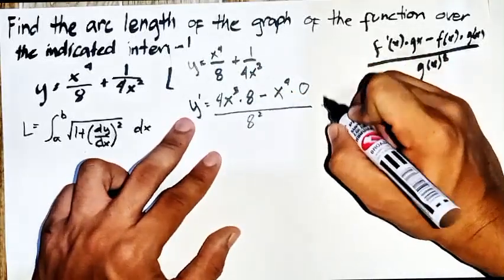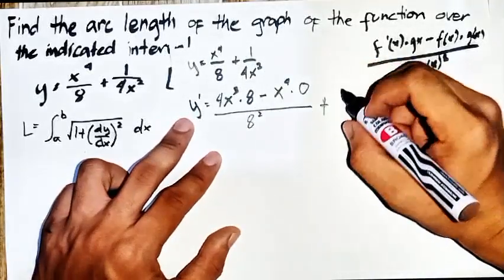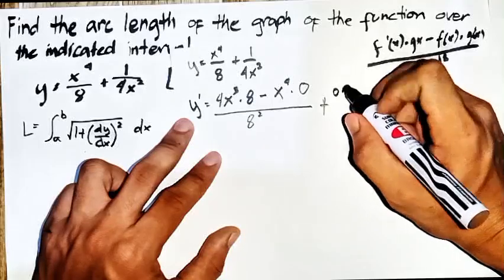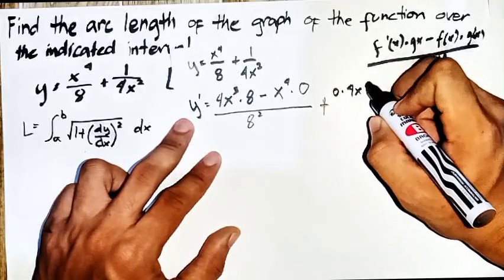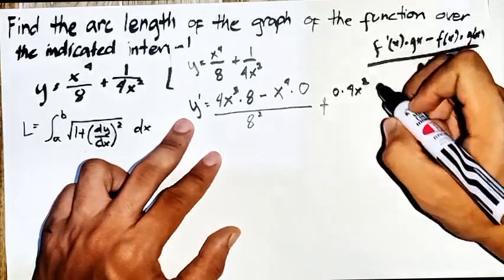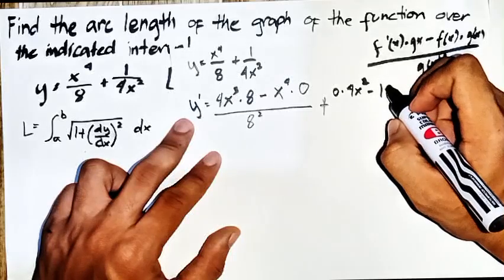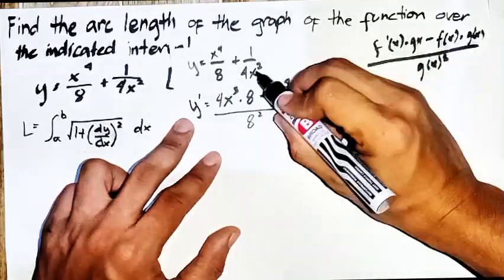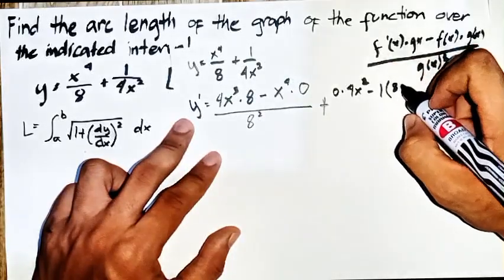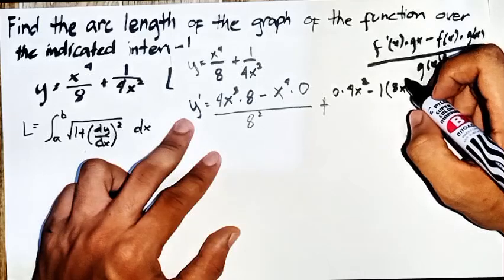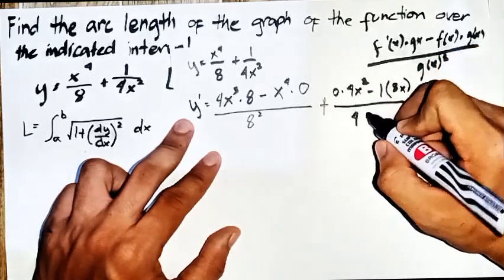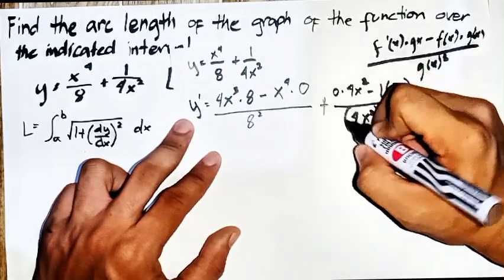Same process for the second term, plus 1 over 4x squared. So 0 times 4x squared, minus 1 times 8x, over 4x squared to the power of 2.